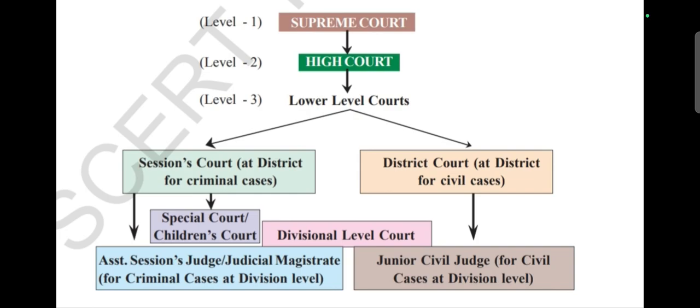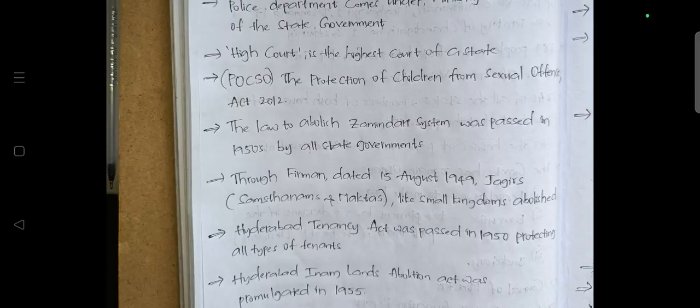The POCSO Act, one individual should know what is a POCSO Act. It is the Protection of Children from Sexual Offences Act, which was passed in 2012.